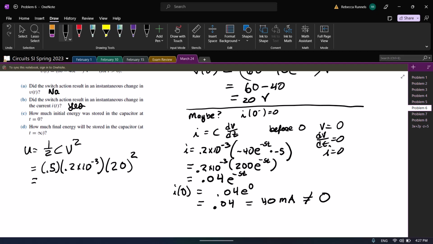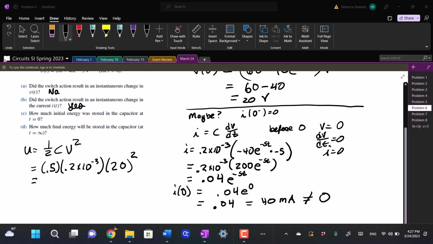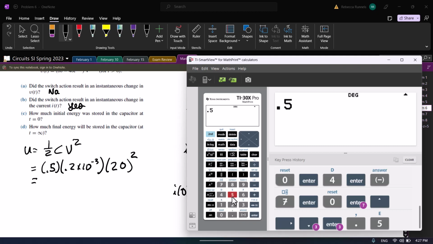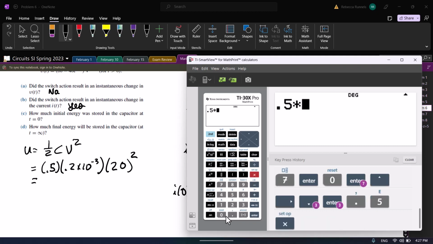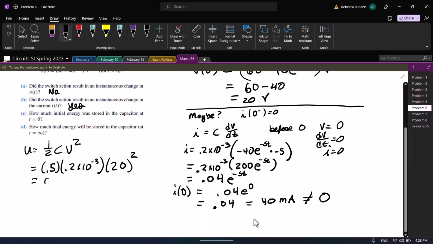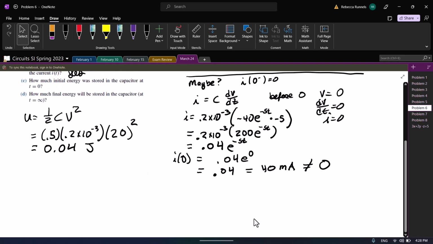Yeah, it looks like I actually did not work that out, so hold on. I've got the calculator. So 0.5 times 0.2 times 10 to the negative third times 20 squared is 0.04 joules. Okay, how much energy will be stored in the capacitor at t equals infinity?